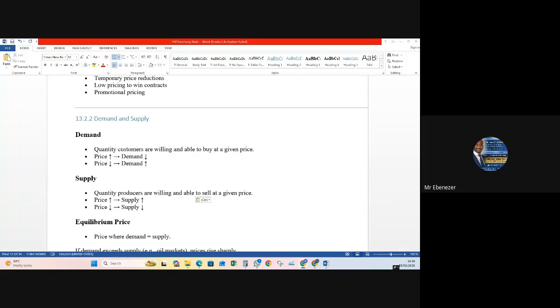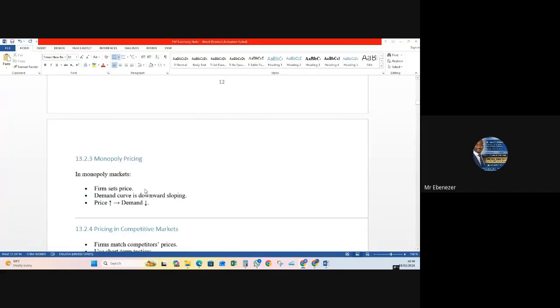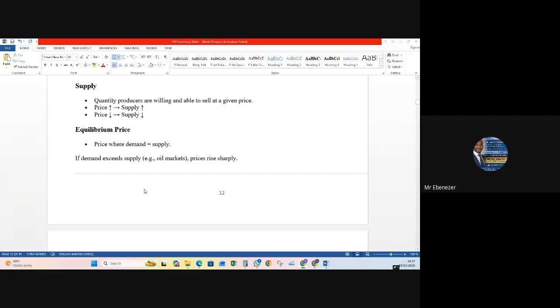Now, we have equilibrium price. Equilibrium price is where your demand is equal to your supply. Where demand is equal to supply. Now, if demand exceeds supply, then that means the prices will increase. When people are asking for more than you have, then of course you will increase your price sharply. Right? That's it. And when supply is too much than demand, then the price will fall.